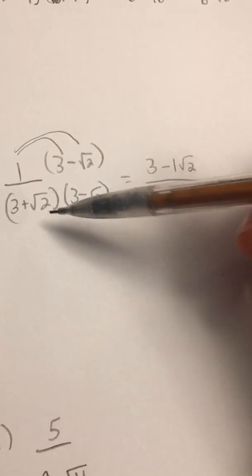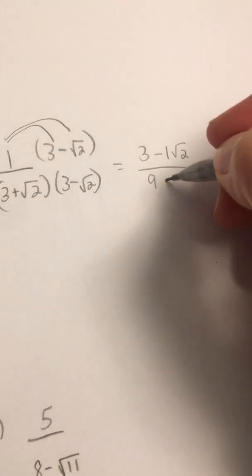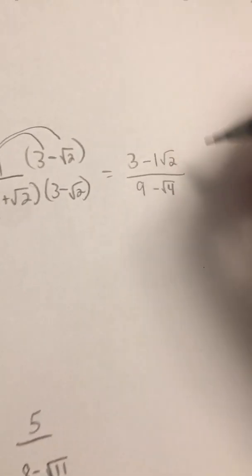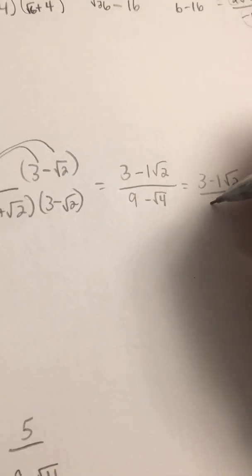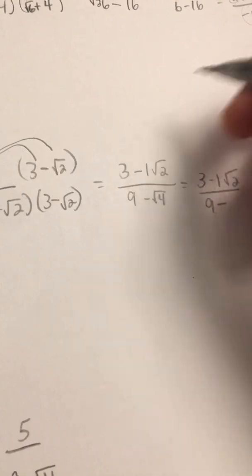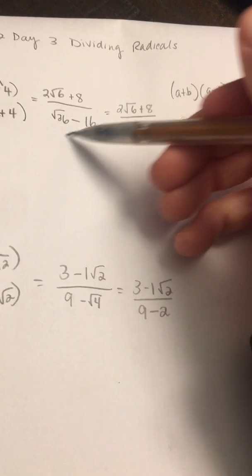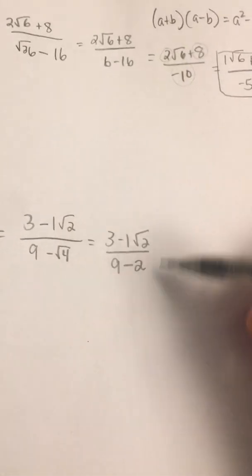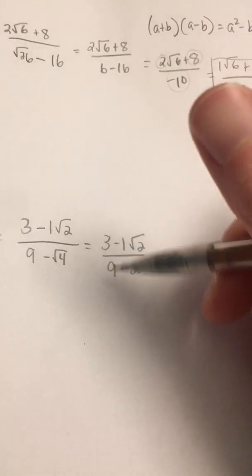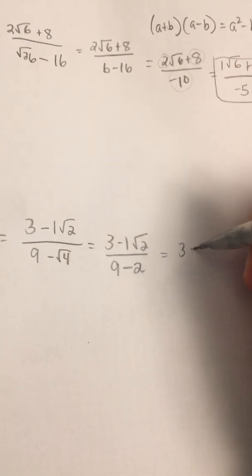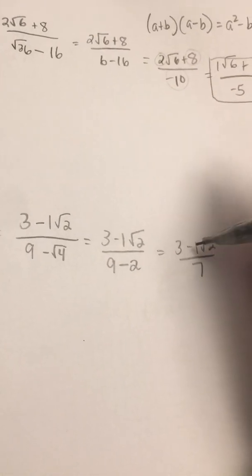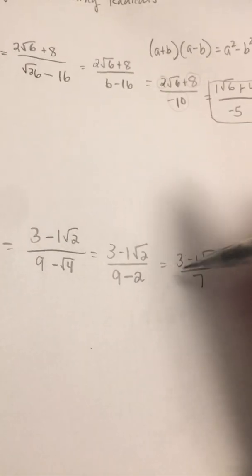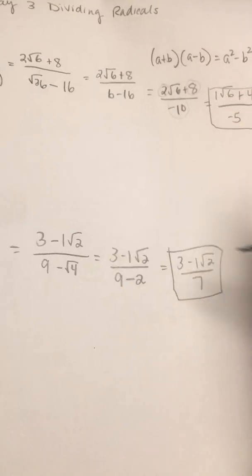And they're both under the root, so I could take the 2 times 2. I'm going to get a negative root 4. So I get 3 minus 1 root 2 over 9 minus, this is perfect, so it comes out as 2. That's our whole goal, is to have that be perfect. So that one was perfect, it came out. This one's perfect. We don't want a root in the bottom. It's okay to have a root in the top, just not in the bottom. So I get 3 minus 1 root 2, and 9 minus 2 is 7. Now my three numbers this time have nothing in common, so that is my final answer.